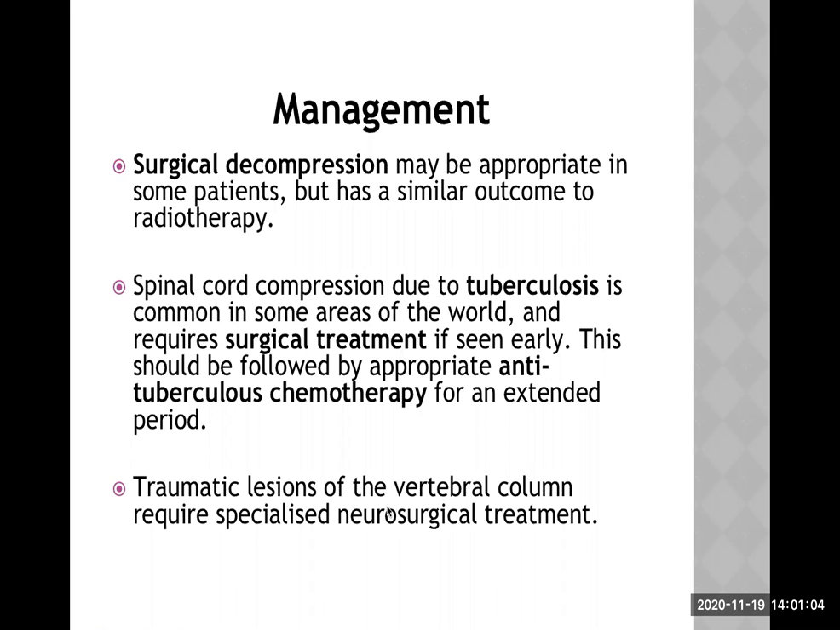Traumatic lesions of the vertebral column require specialized neurosurgical treatment. Especially the fixing of the vertebra should be done. And you are studying orthopedics side by side these days. If there is a very bad looking fracture, then we can go for open reduction and internal fixation type of treatment. Open reduction and internal fixation. And at the same time, you can also do something regarding the spinal cord.